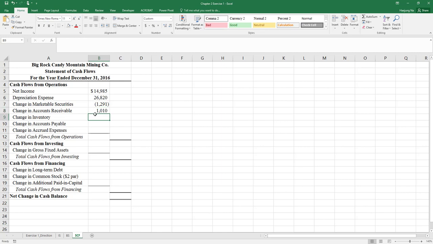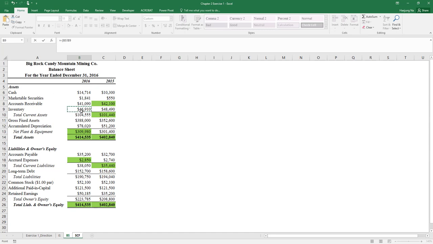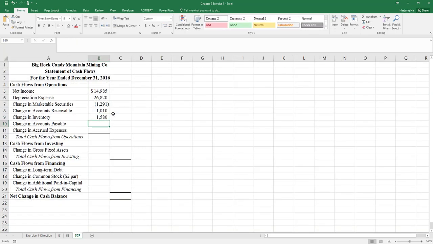Right? So let's just continue without further explanation. Change in inventory, again, negative sign. Go to inventory item minus ending values minus beginning value. Close the parenthesis. So that will have the same positive impact on the cash flows.